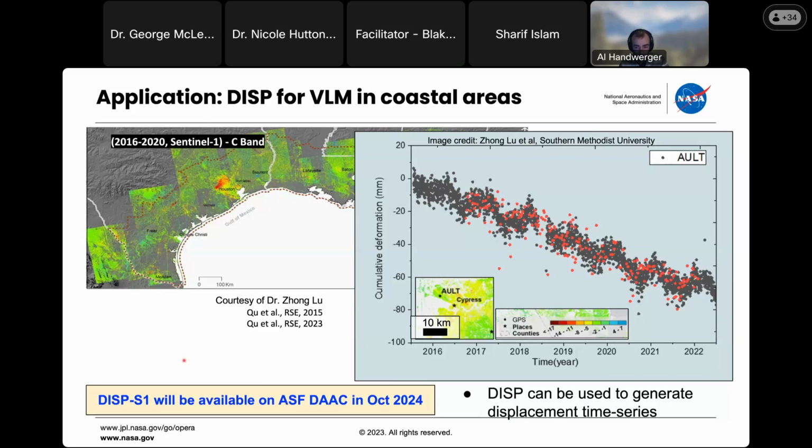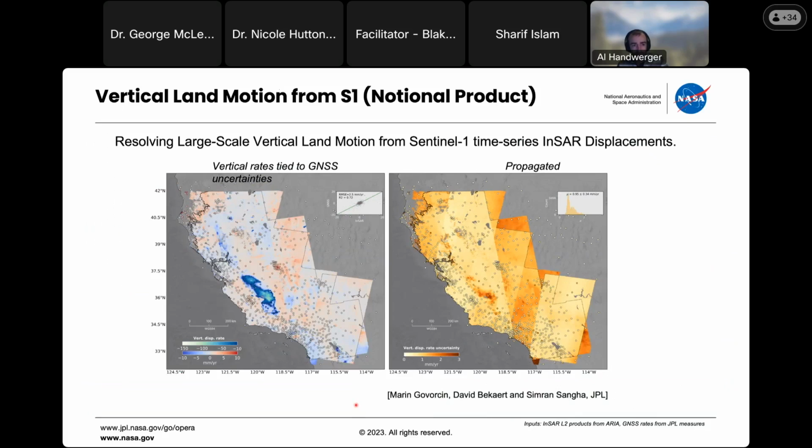And just to mention again that these data will be available operationally starting in October 2024. So this is the final release of our series. And then if we carry on with this vertical land motion product, this is a notional product, as I mentioned, so it's been selected but not yet funded.